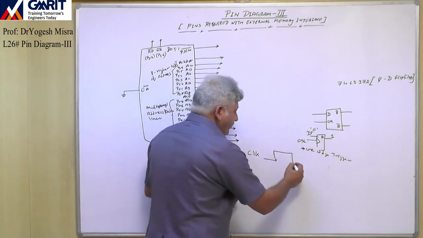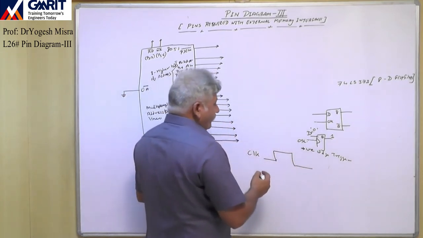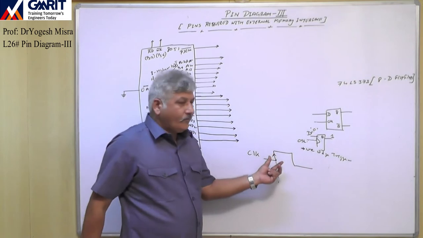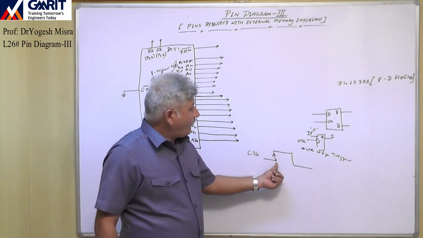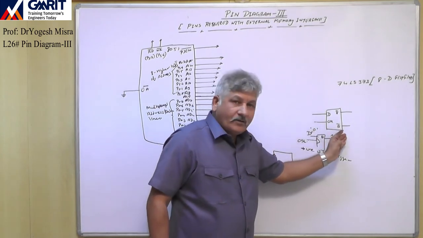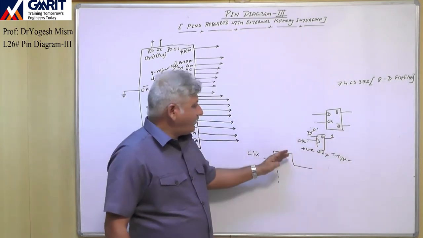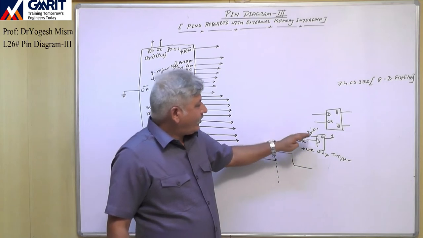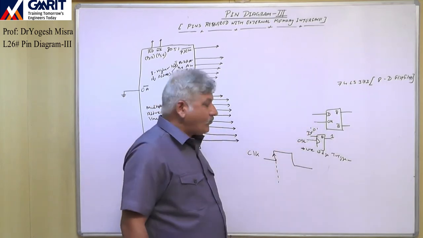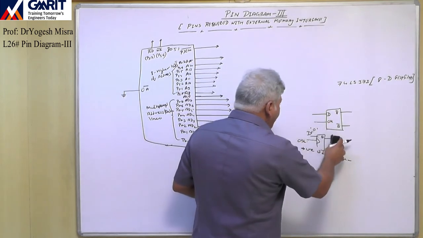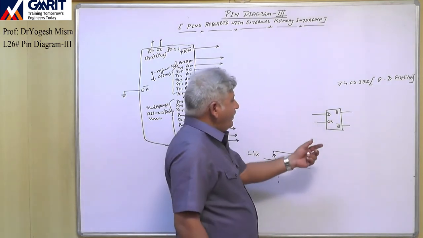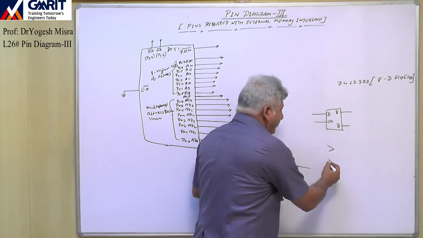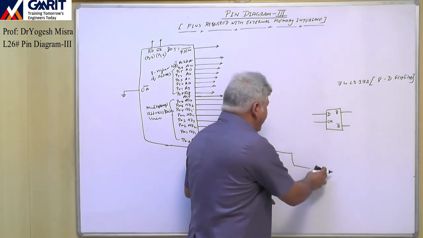This means, suppose this is the clock. When the clock is going from 0 to 1, at this particular time, whatever is the value of D will be transferred to the output. After this, whether the clock is going from high to low or the clock is high, whatever is the value of D will not be transferred to the output. But here we have a clock with neither this symbol nor the bubble symbol, nothing is there. So this is a level triggered flip flop.